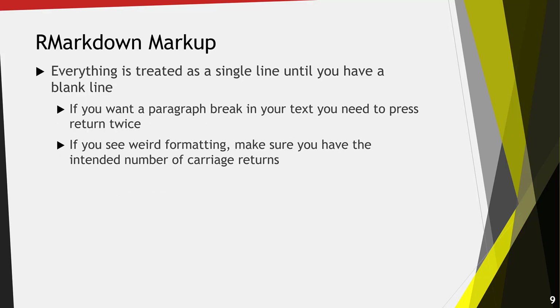So the basics of the markup language in RMarkdown is that everything is treated as a single line until you have a blank line. If you want a paragraph break in your text, then you need to press the return key twice to put a full blank line between 2 rows of text. If you see weird formatting in your output document, make sure that you have the intended number of carriage returns.